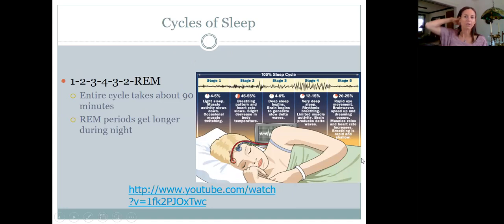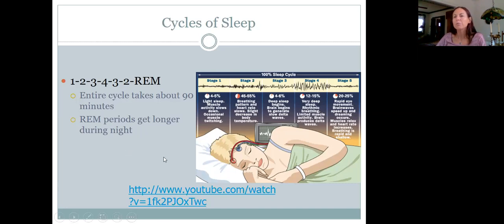When you fall asleep, as long as you stay asleep, it'll go stage 1, stage 2, stage 3, stage 4, and then 3, and then 2, so you're kind of coming out of sleep in some sense. But then rather than go back to stage 1, you'll hit REM sleep. And after REM, you'll go to 2, 3, 4, 3, 2, REM, 2, 3, 4, 3, 2, REM. So we go up and down in these sleep stages all night. And the only time we go to stage 1 is when we're falling asleep from wakefulness. The entire cycle will take about 90 minutes.